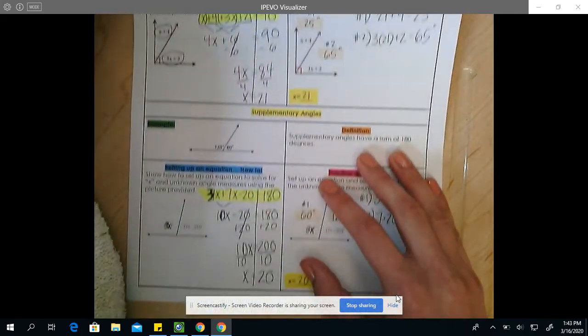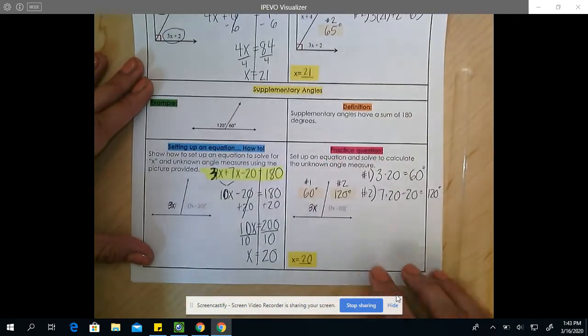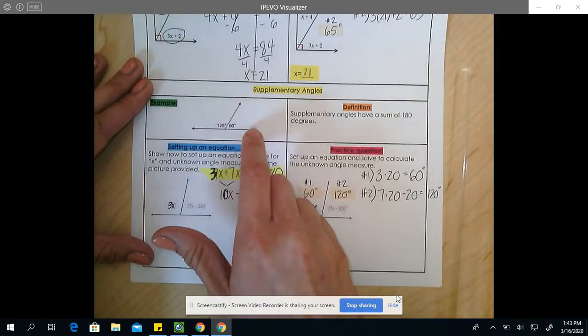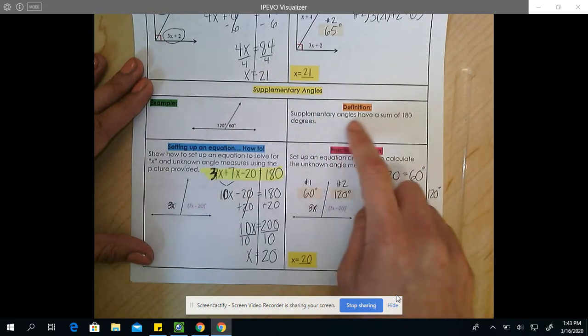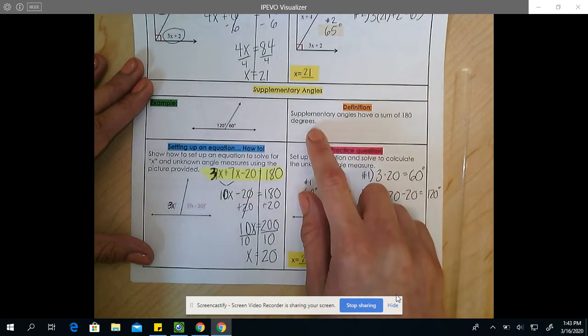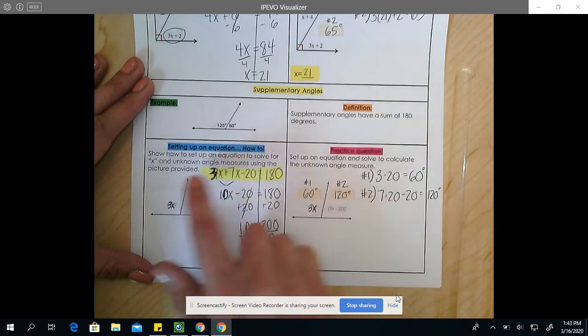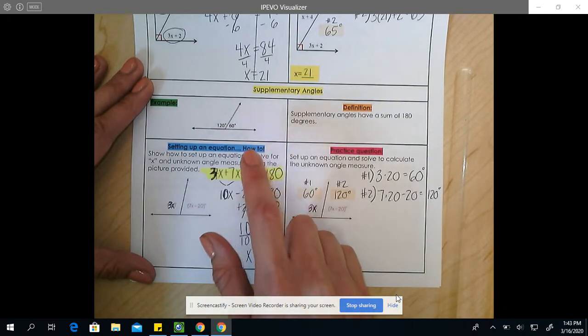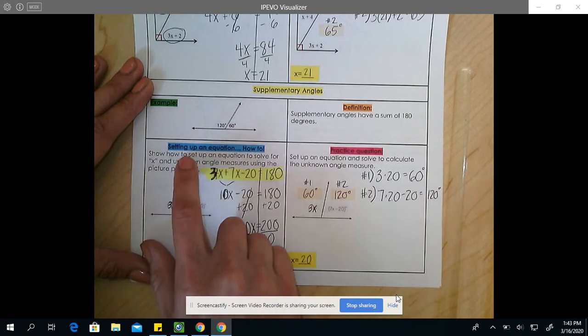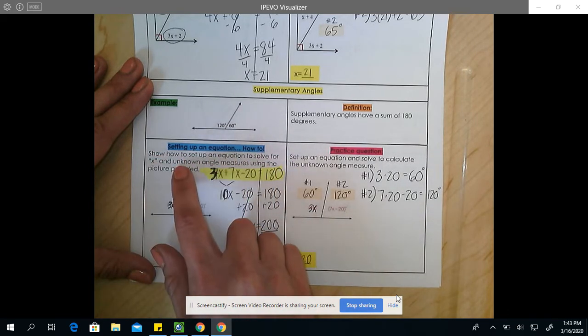Our next angle relationship type is supplementary angles. This is a picture of what supplementary angles might look like. Supplementary angles have a sum of 180 degrees. They also might look like a straight angle. Okay, for setting up an equation and a how-to, you'll show how to set up an equation to solve for x and unknown angle measures using the picture provided.